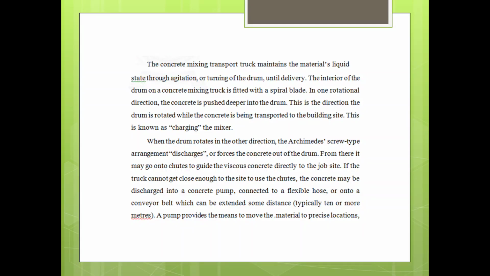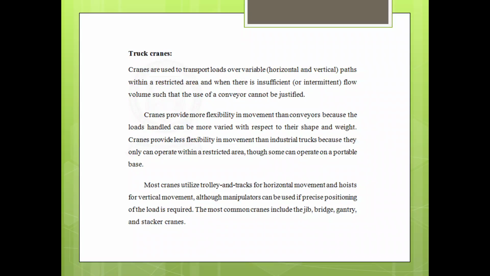When the drum rotates in that direction, the screw type arrangement discharges, or forces, the concrete out of the drum. From there, it may go onto chutes to guide the viscous concrete directly to the job site. If the truck cannot be close enough to the site to use the chutes, the concrete may be discharged to a concrete pump connected to a flexible hose, or onto a conveyor belt which can be extended some distance. A pump provides the means to move the material to precise locations.